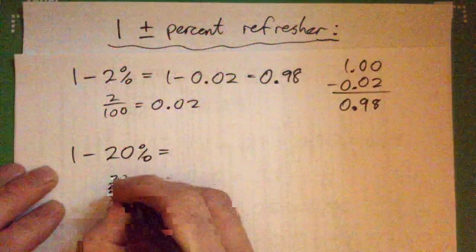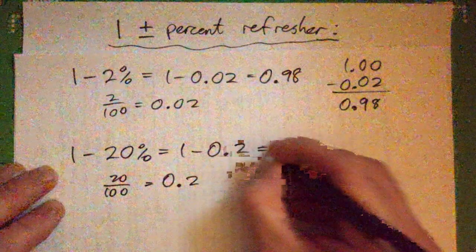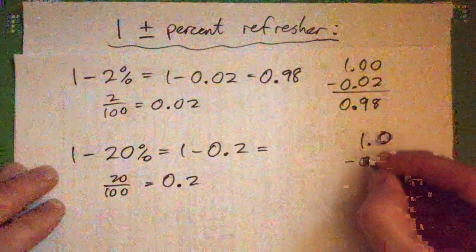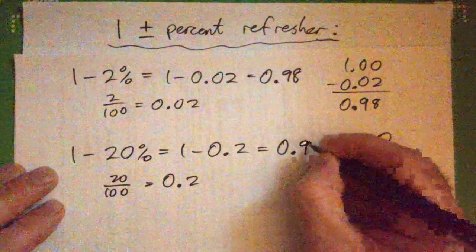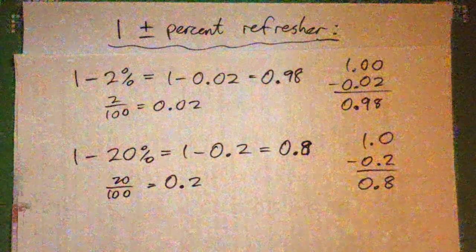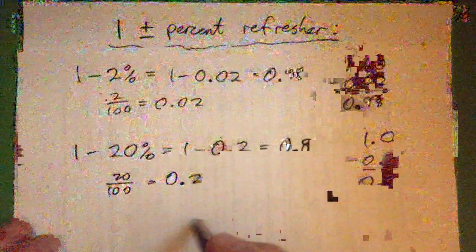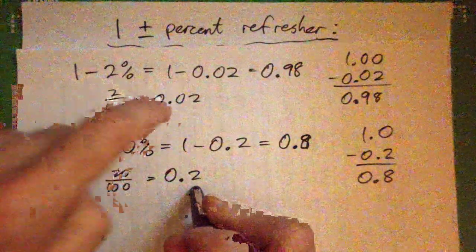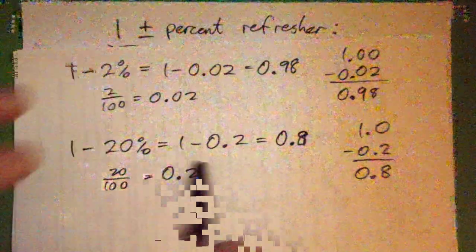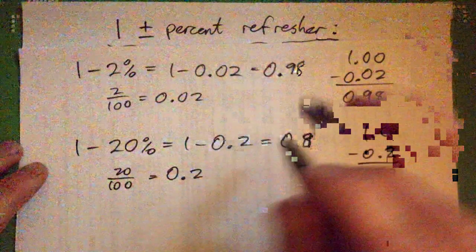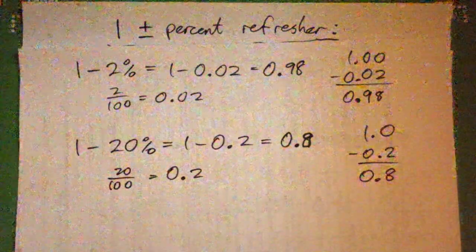20% is 20 hundredths, 0.2. So it's 1 minus 0.2, or 1.0 minus 0.2, which gives 0.8. Now, I want everyone to be able to do this without any help and to understand the difference. This is 20%, that's 0.2. This is 2%, that's 0.02. 20% and 2% are totally different things. If we mess them up, the whole thing gets messed up. We've got to get this down. Hope we've all got this down.